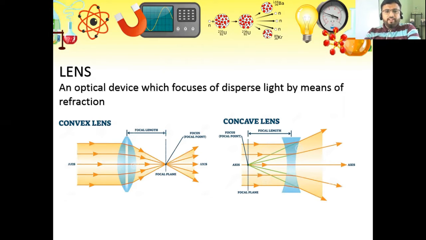We can also define a convex lens as a lens which is thick at the center and thin at the edges. And for a concave lens, we can write a lens which is thin at the center and thick at the edges. So, in the laboratory, we can perform this experiment to see how light behaves when it passes through a lens.